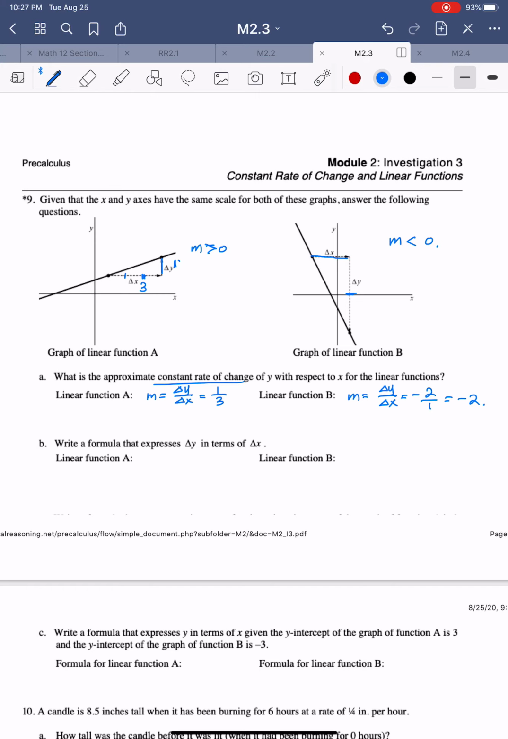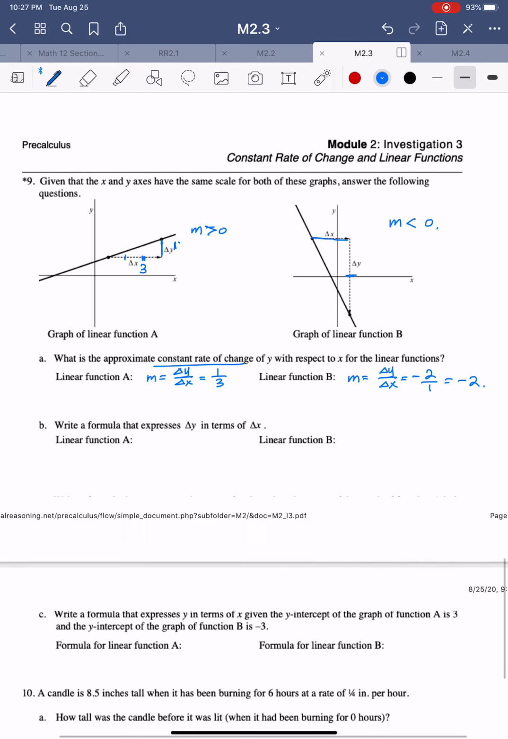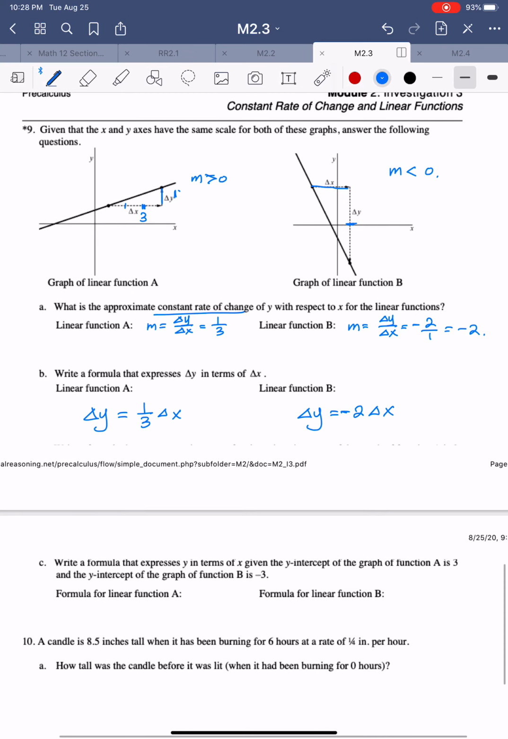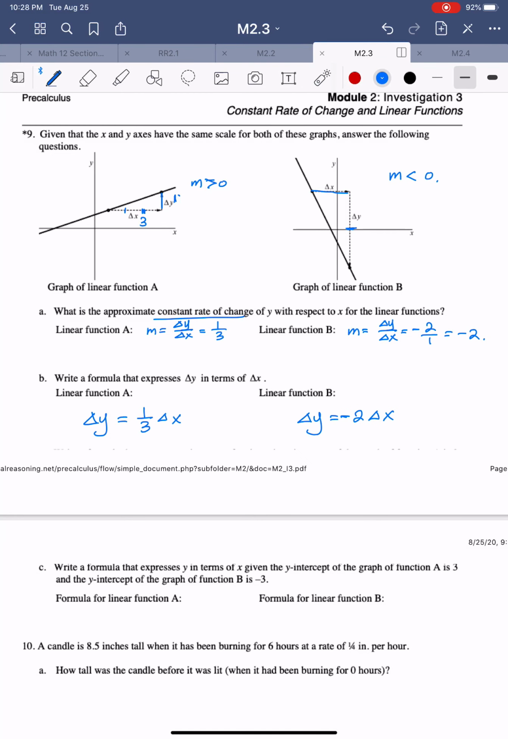Okay, so in b, what formula expresses delta y in terms of delta x? Delta y over delta x is, oh no, I mean in terms of delta x, right? So for a, the change in y is 1/3 times as large as delta x. For b, delta y, the change in y, is equal to negative 2 times the change in x.